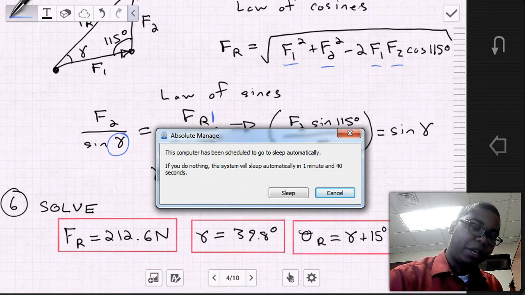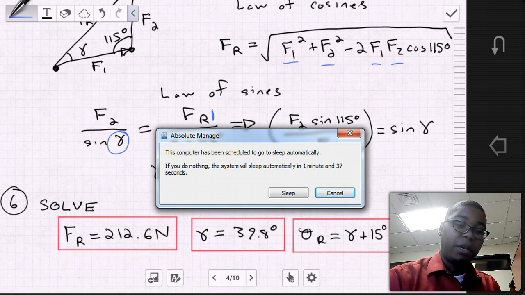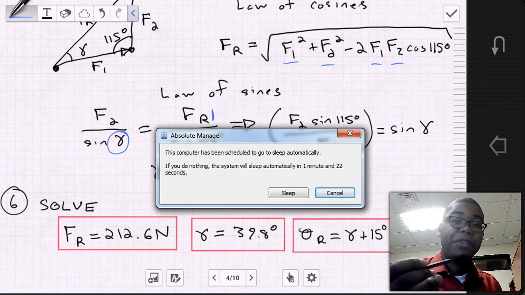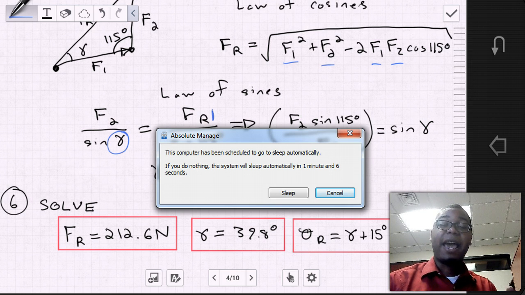And so very simply, we can apply these equations. So we do the calculation for the magnitude of the force resultant. We find the force resultant is equal to 212.6 newtons. We do the law of sines and we find that gamma is equal to 39.8 degrees. And then using geometry, we find that theta r is equal to gamma plus 15 degrees, which is equal to 54.8 degrees.